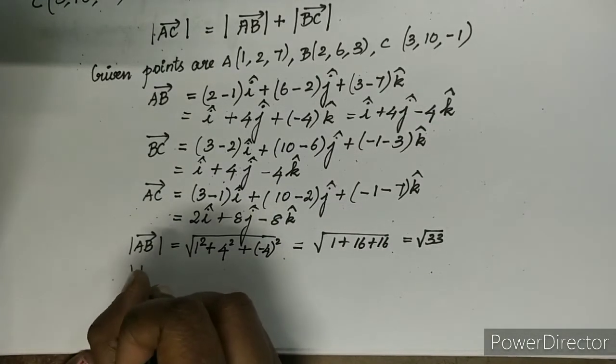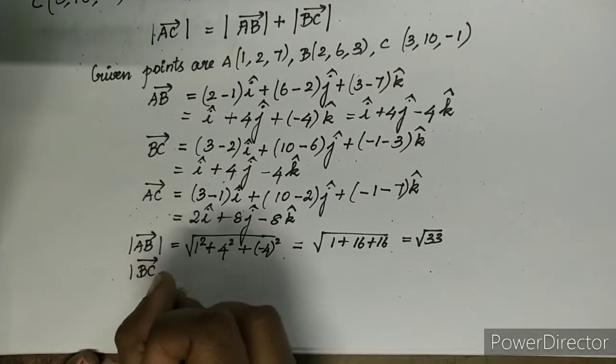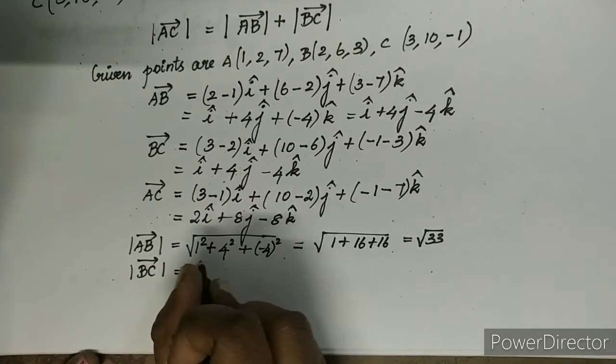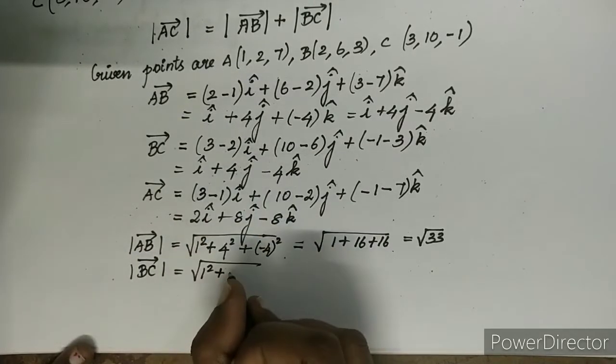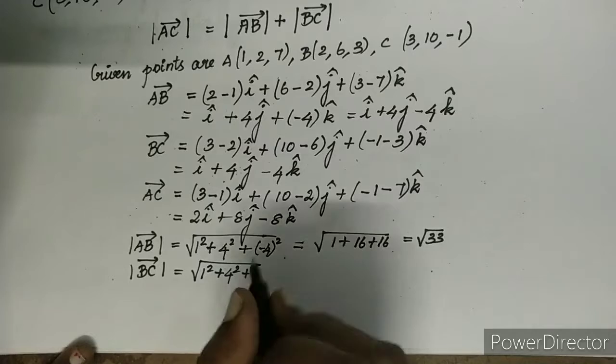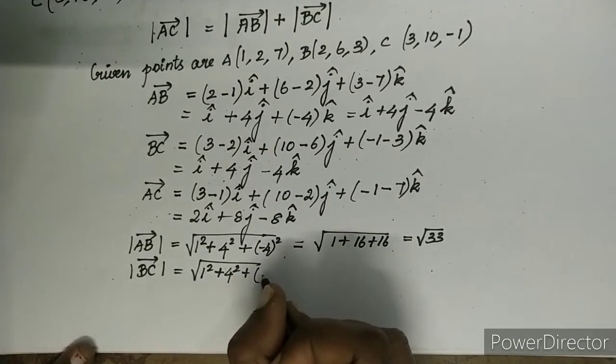Magnitude of BC vector is equal to root of 1 square plus 4 square plus minus 4 square.